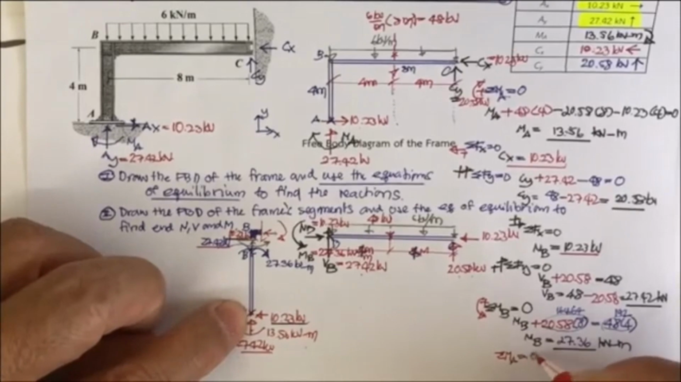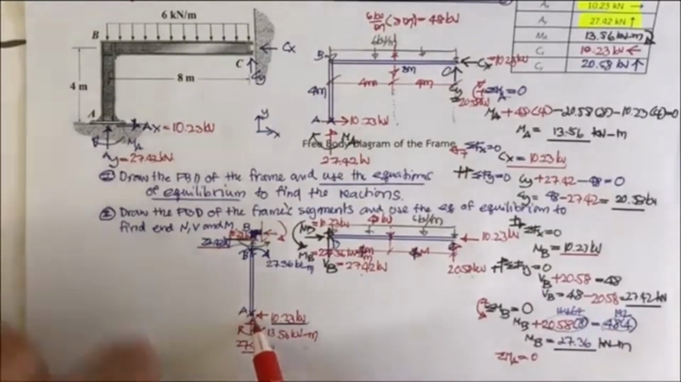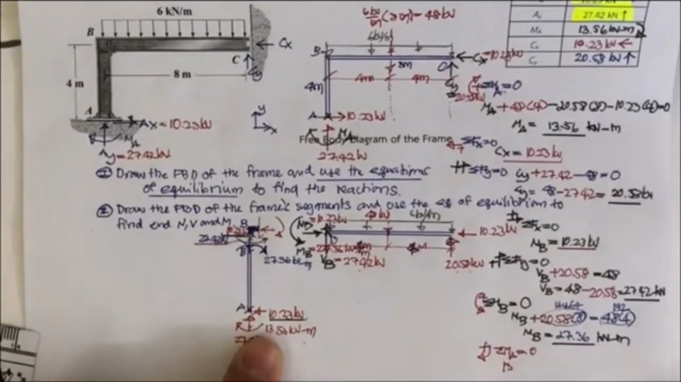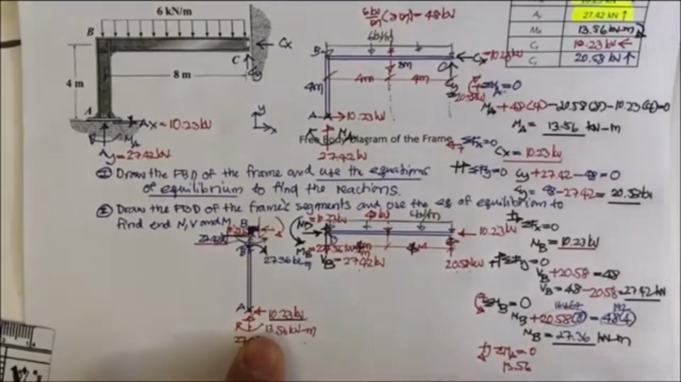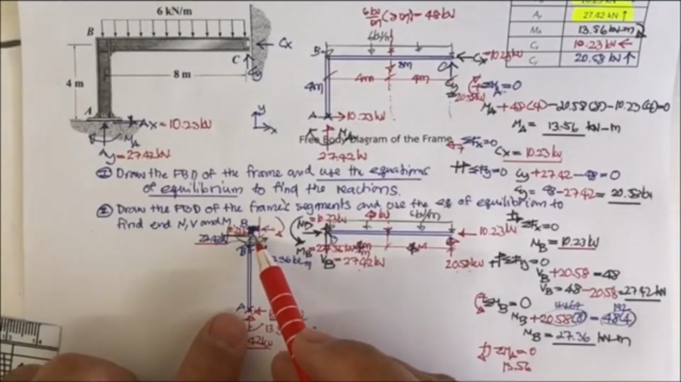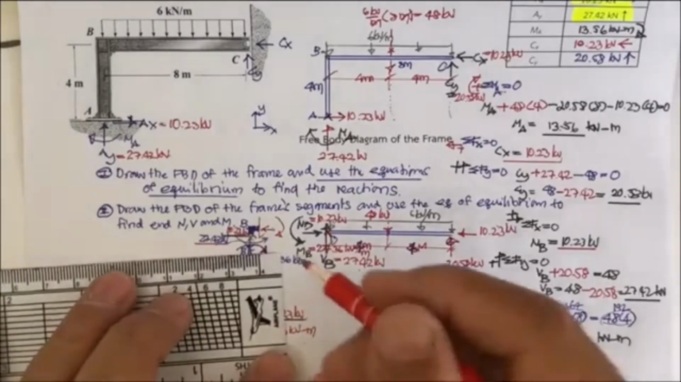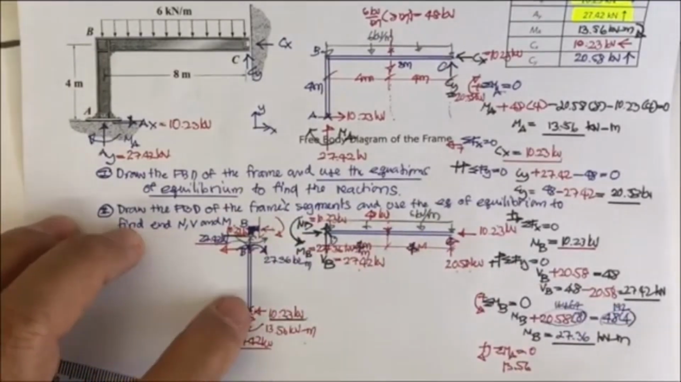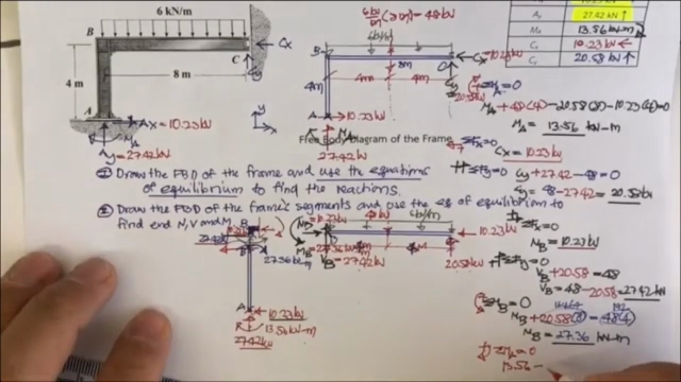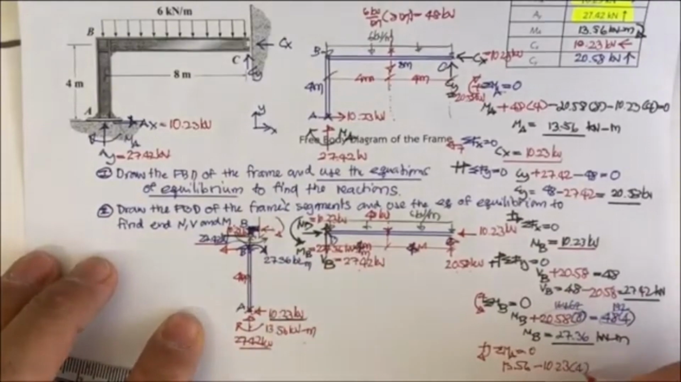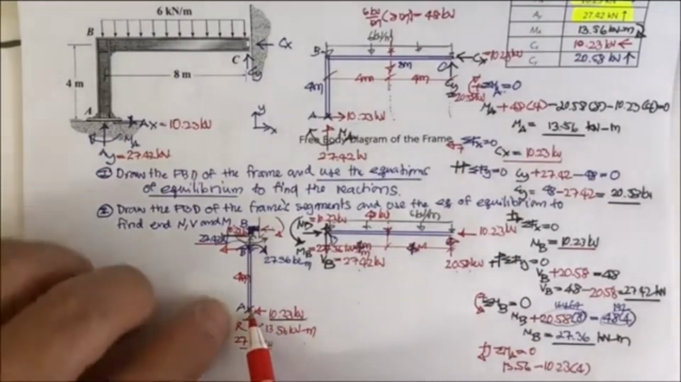Summation of moment about A equals 0. These two forces produce no moment. You have only 13.56, so this one is going to rotate like this. Then you have this 10.23, which also has this direction, so it's going to be minus 10.23 times 4 meter. By doing that, you may have what?